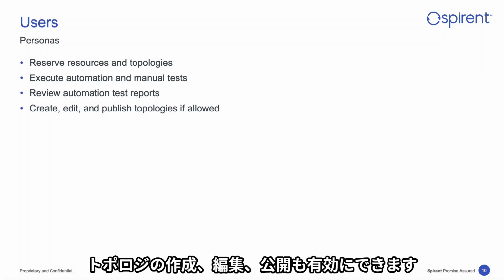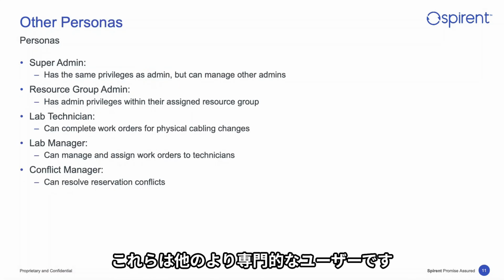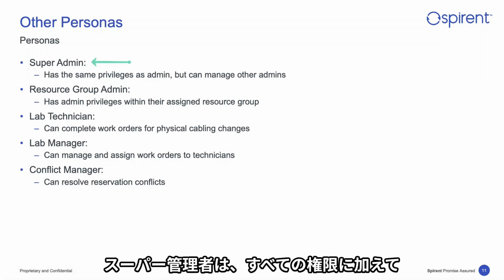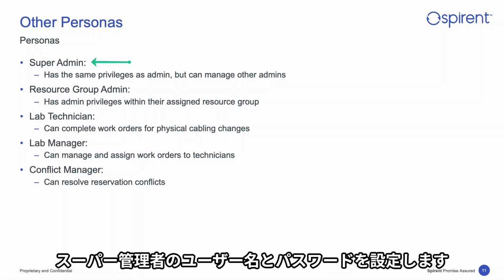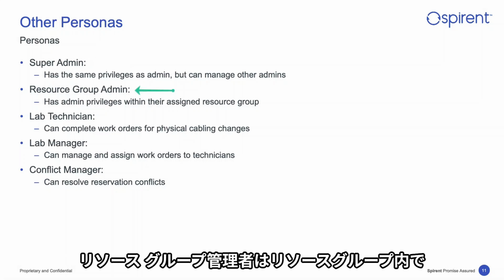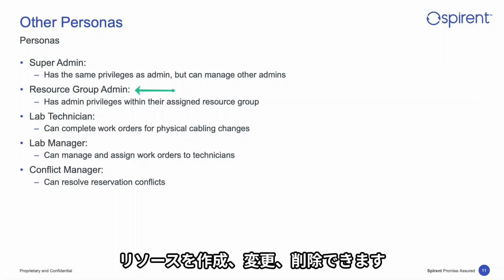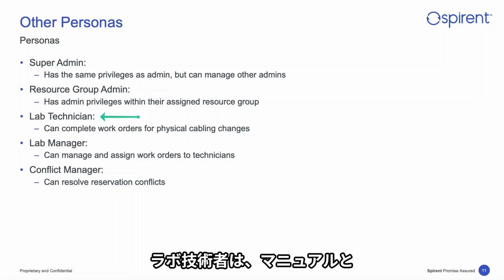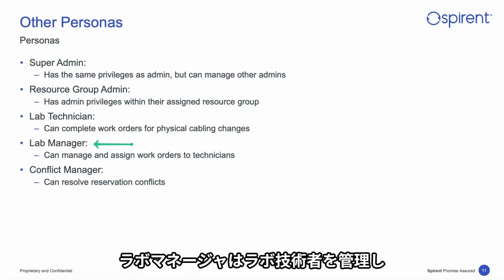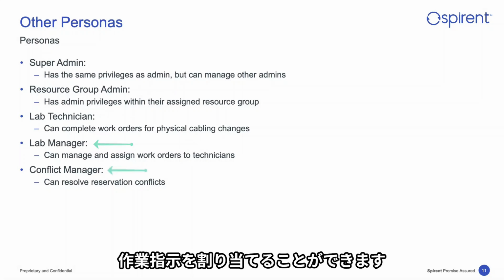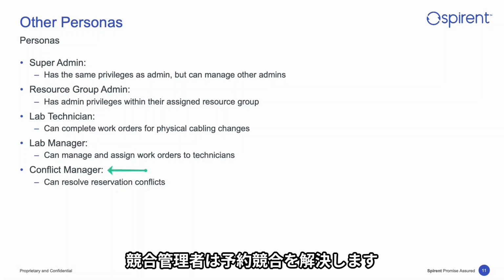These are some other more specialized user personas. The super admin can enable, disable, and manage other admins on top of all the privileges a regular admin would have. The super admin username and password is set in Velocity's instance configuration pages. Resource group admins can create, modify, and delete resources within their assigned resource group. Lab technicians are designated to accept and complete work orders within the manual cabling workflow. Lab managers can manage lab technicians and assign work orders to them. Conflict managers are responsible for resolving reservation conflicts.